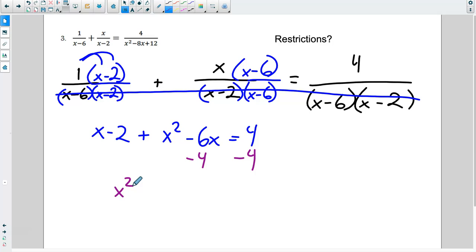I'm going to combine my x's here. It looks like I got a positive x and a negative 6x. So that means I have how many x's? Perfect. So negative 5x. And if you want, you can cross those pieces off so you don't get confused. Now I got a negative 2 and a negative 4, giving me negative 6. What's that factor to?